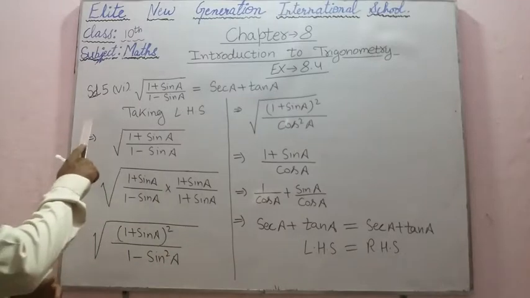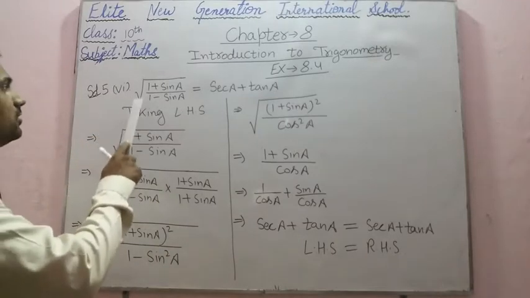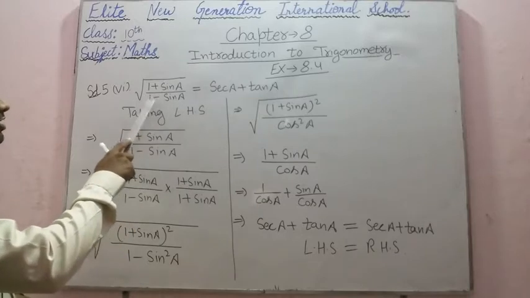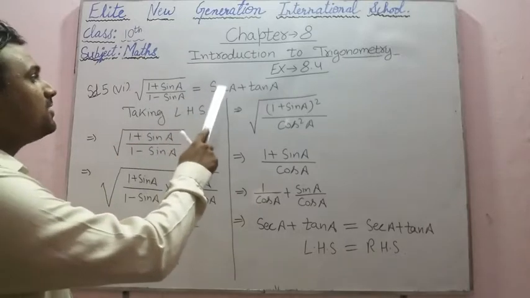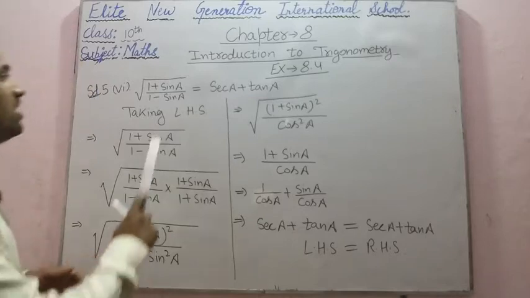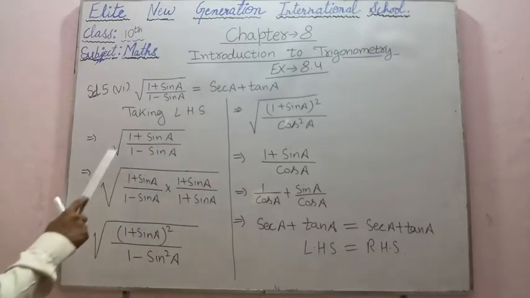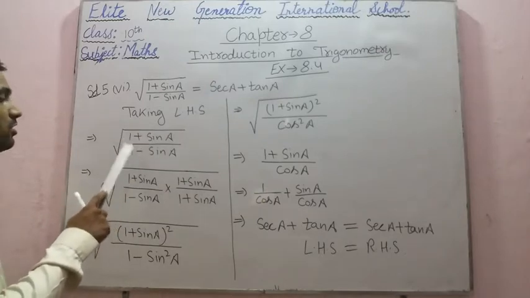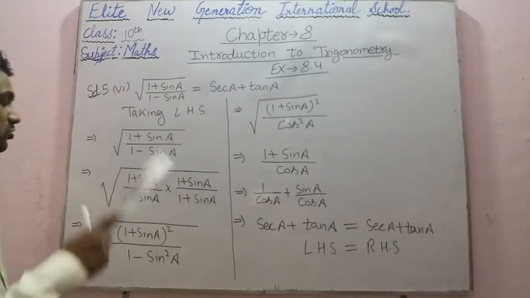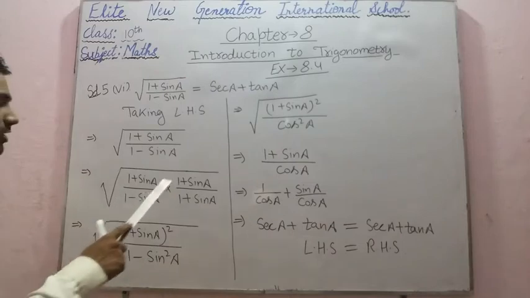So in question number 5, part 6, we have given under root (1 plus sin a) upon (1 minus sin a) equal to sec a plus tan a. So we have to prove LHS equal to RHS. In the left hand side we have given under root (1 plus sin a) upon (1 minus sin a). So in the next step we will do its reciprocal.